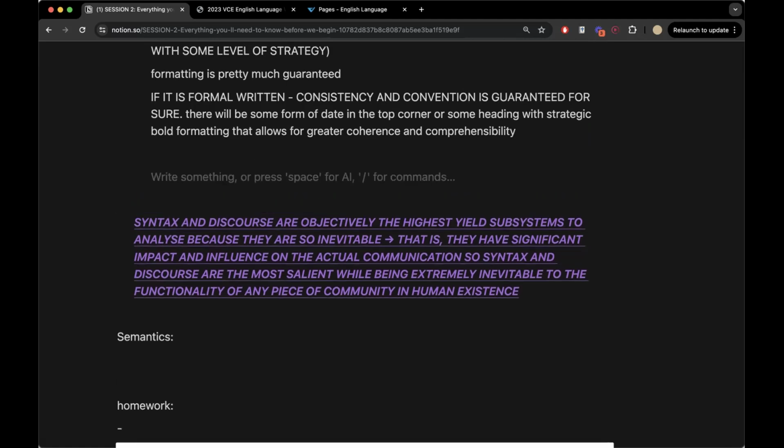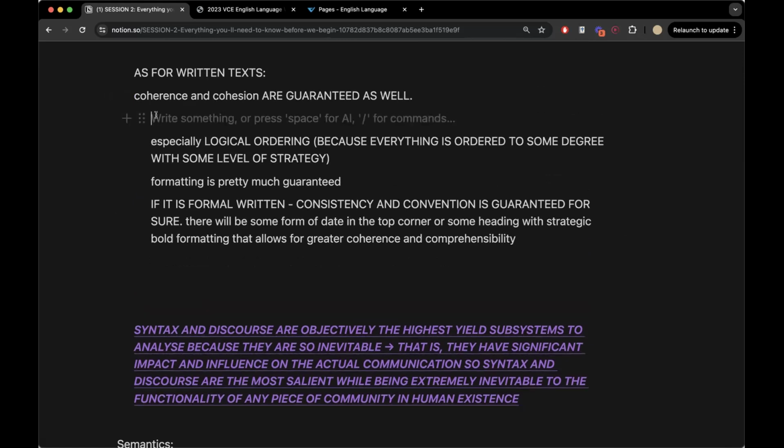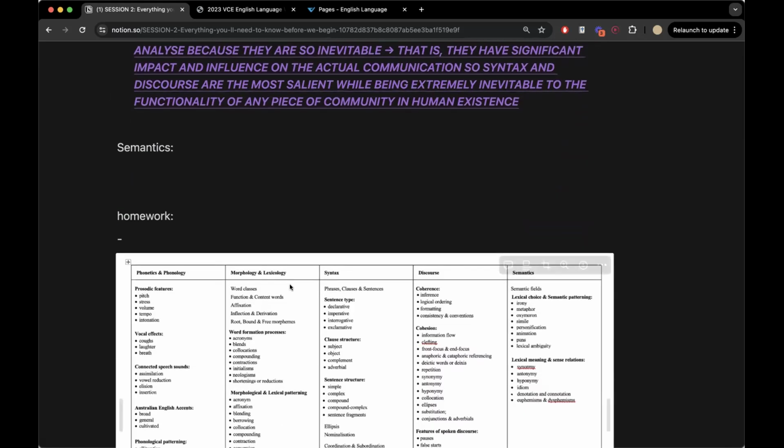Cohesion is definitely also guaranteed, but it's a little harder to find, right? So hold on a second. As for coherence, and I'll just move these one forward. Now, as for cohesion, oh, move it one forward, right?